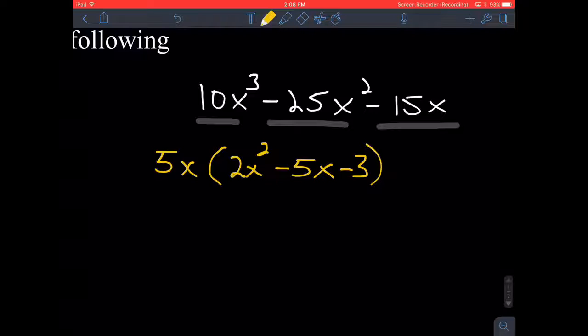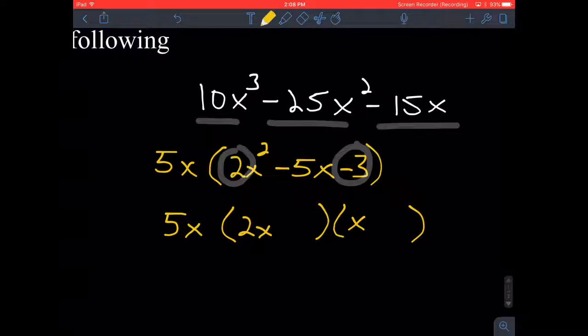Now from here I'll notice that I can probably factor the trinomial inside the parentheses, so let's try. I'll need two numbers that multiply to 2 and two numbers that multiply to negative 3. When rewriting my answer, I'm going to keep the 5x on the outside of the parentheses because if I forget to write that, I've essentially created a new problem. To get 2x squared, I'll try 2x and x, and to get negative 3, let's try the pair of positive 1 and negative 3.